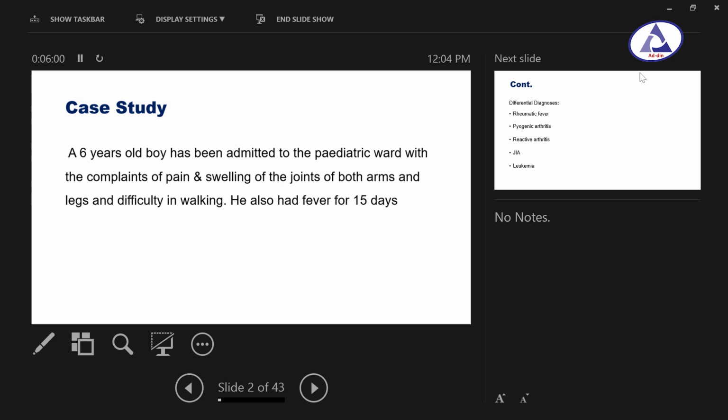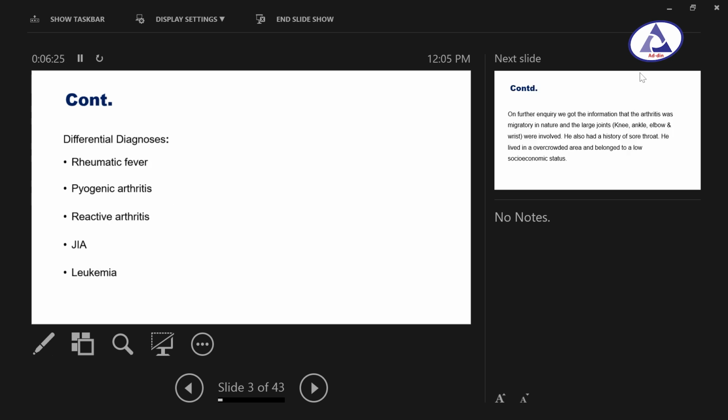A 6-year-old boy, pain and swelling of both upper limbs and lower limbs, and also had fever for 15 days. So, it's a case of maybe 15 days fever. So, duration is short. Onset is acute. So, it may have rheumatic fever, pyogenic arthritis, reactive arthritis, JIA, and leukemia.